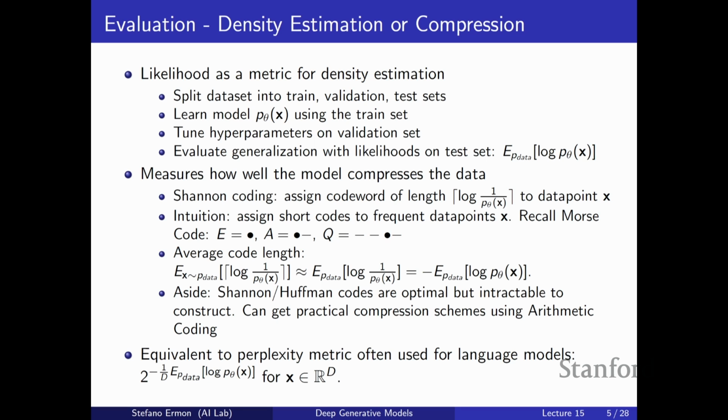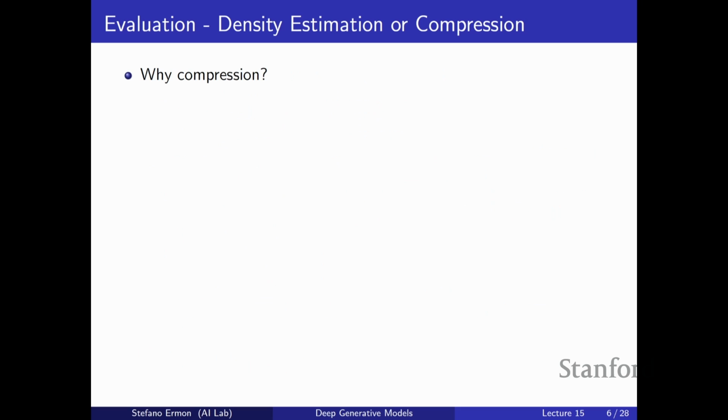And this is actually, if you've read papers on language models, the GPTs, and those kinds of things, essentially the same metric that they use when they compare language models. They call it perplexity in that setting, but it's essentially a scaled version of the log likelihood. Now, the question is, why compression? Right? Is that a reasonable thing to do? Is that what we really care about?